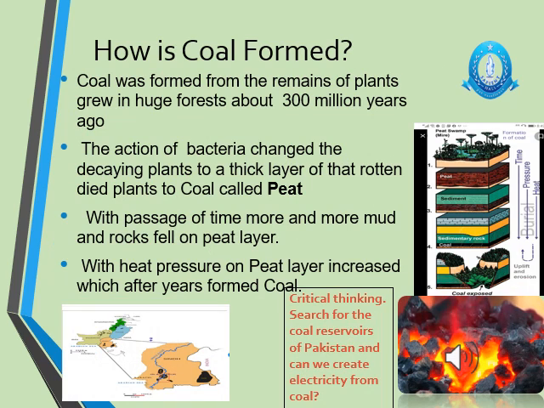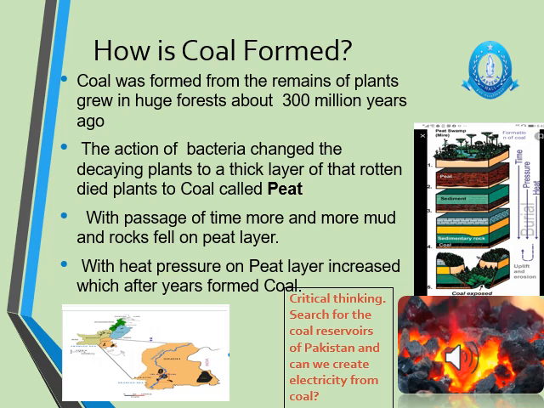In this slide, we are going to discuss the formation of coal in the form of a story. So let's start. Some 300 million years ago, there were huge forests. Now these plants died in swamps around riverbanks and they got covered with soil and mud. As the years passed, the weight of the ground along with the earth's heat converted these dead plants into coal. The action of bacteria is also very important, as it changed the decaying plants to a thick layer of rotten dead plants, which is known as peat.